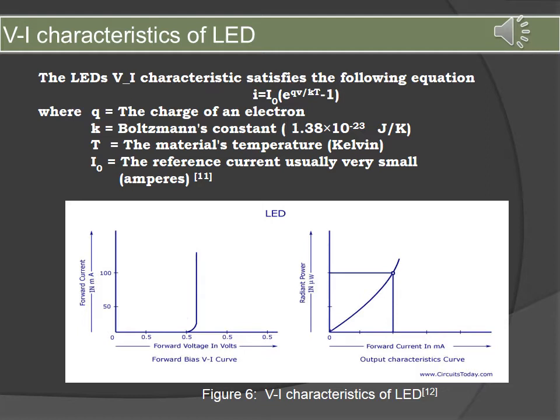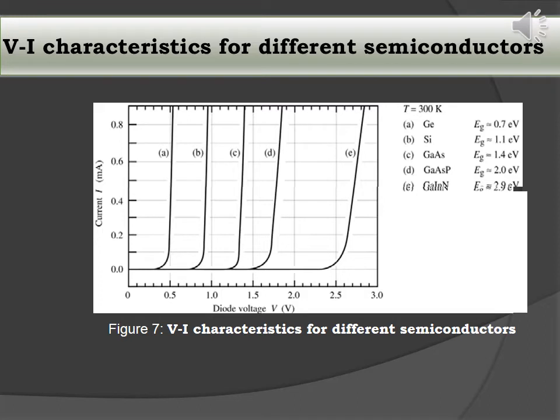In figure 6, we can see the VI curve of an LED. In figure 7, we can see the VI characteristics for different types of semiconductors. At room temperature, T is equal to 300 Kelvin. We can see the characteristics of VI curves for different types of semiconductors.